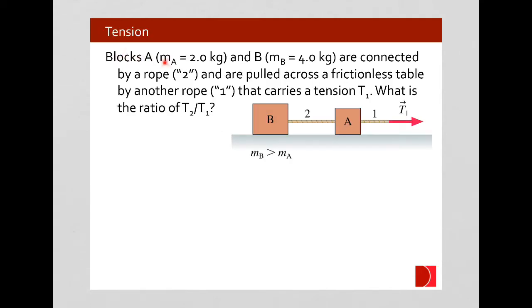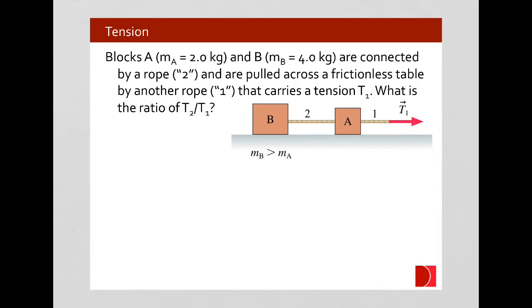Two blocks, A and B, are connected by a rope and are pulled across a frictionless table by another rope that carries a tension T1. What is the ratio of T2 over T1, where T2 is the tension carried by rope 2?